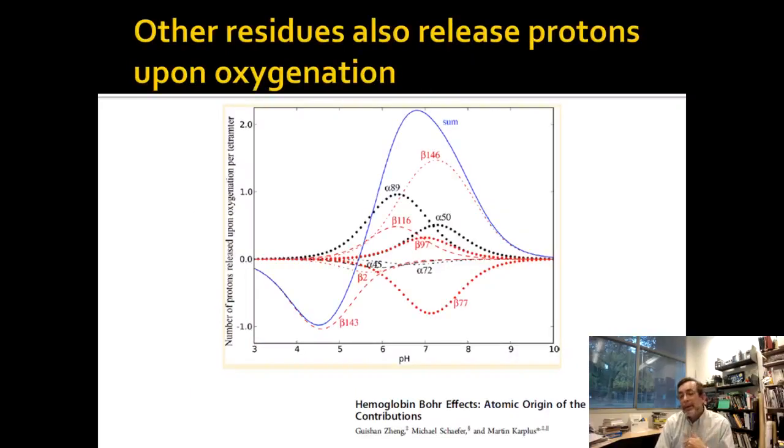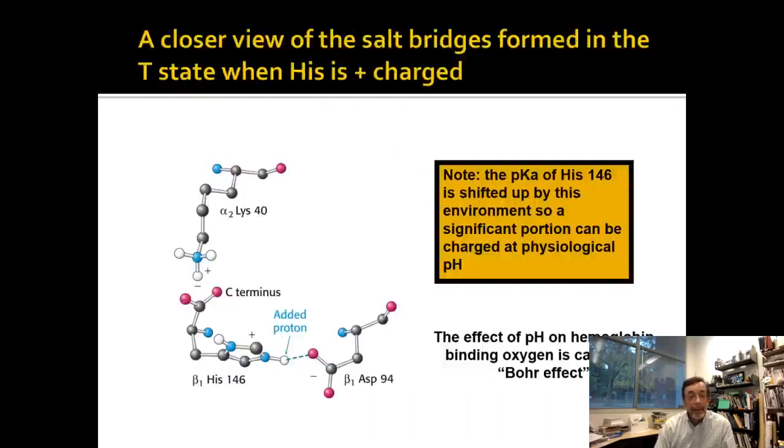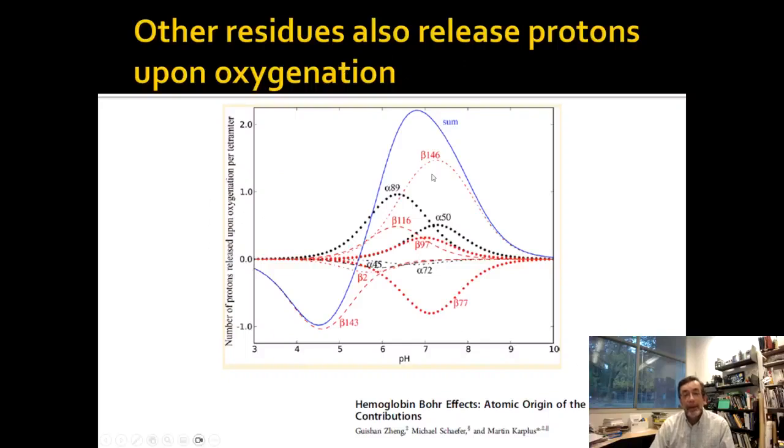There are other ones. If you want to know what the other ones are, you can find out how people have investigated it. There's a whole paper about this by a scientist I admire named Martin Karplus, who is a computational scientist, but who looked at this and figured out, okay, it's not just beta 146. Beta 146 is the biggest factor, but there's also alpha 89, alpha 50, beta 116, and they add up so that when you're moving away from pH 7, you're actually moving to more protons being released upon oxygenation.